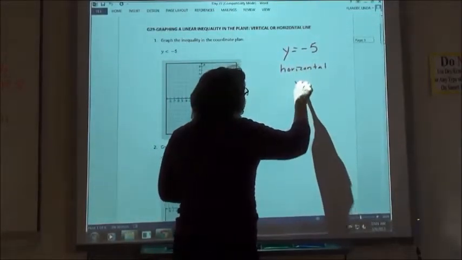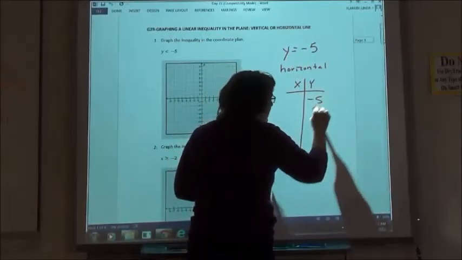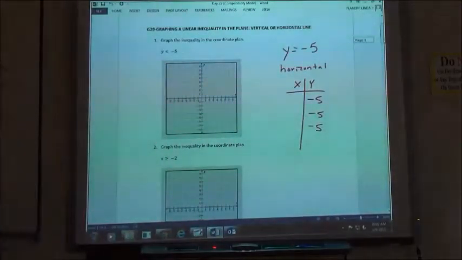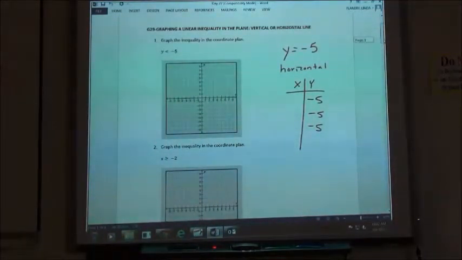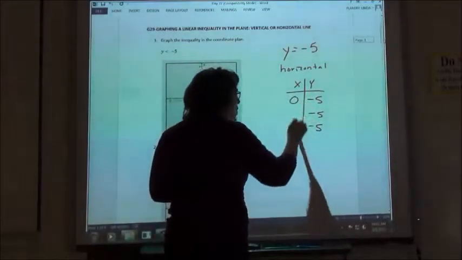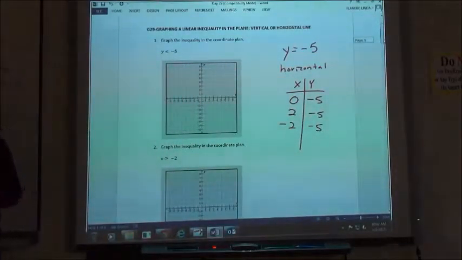And that if we made a table and put numbers in, we know all the y values have to be -5 in our table. So it tells us y has to be -5. We then said we could pick whatever numbers we wanted to for our x values so that we could get our line. I might use 0, I might use 2, I might use -2, whatever I happen to pick.